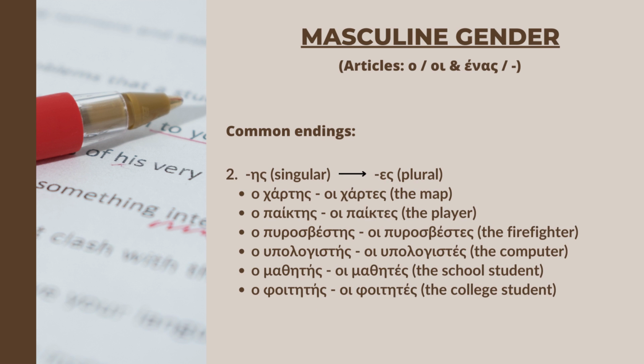The next common ending is eta sigma. We pronounce it as is. This is the singular ending, is, and it becomes es in plural form. Now let's check out a few words again. Ο χάρτης becomes οι χάρτες. This means a map. Ο παίκτης becomes οι παίκτες, player. Ο πυροσβέστης becomes οι πυροσβέστες, firefighter.